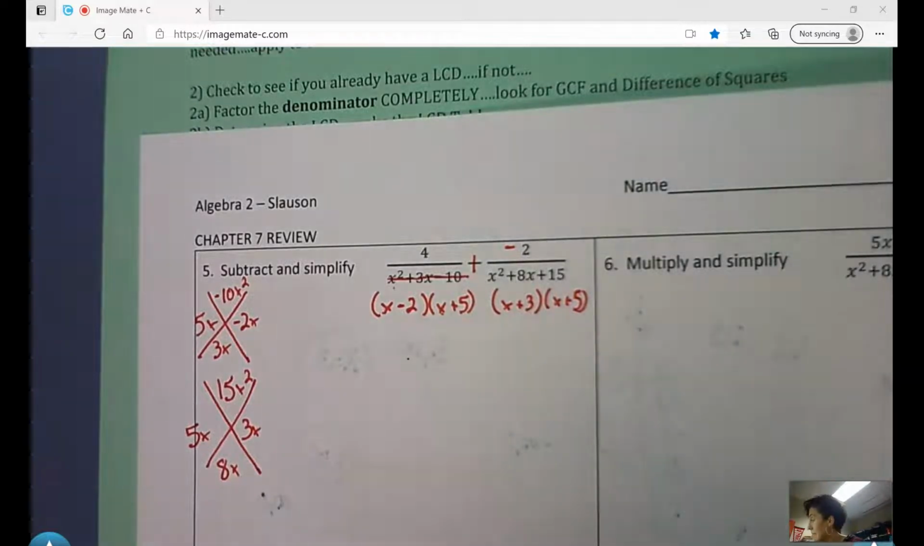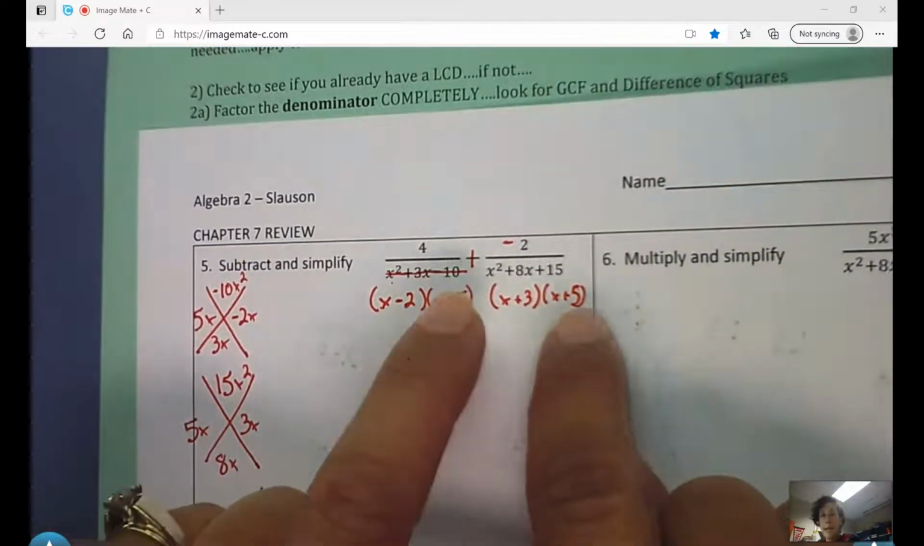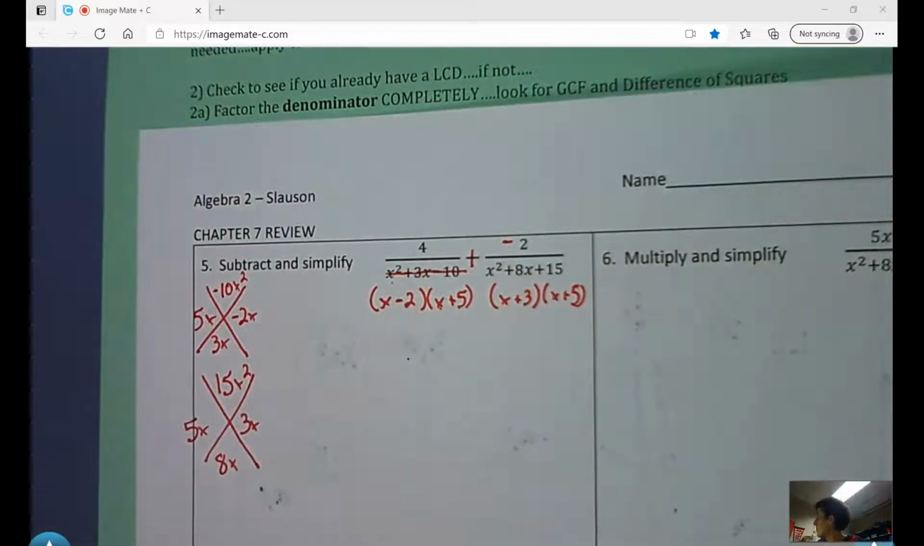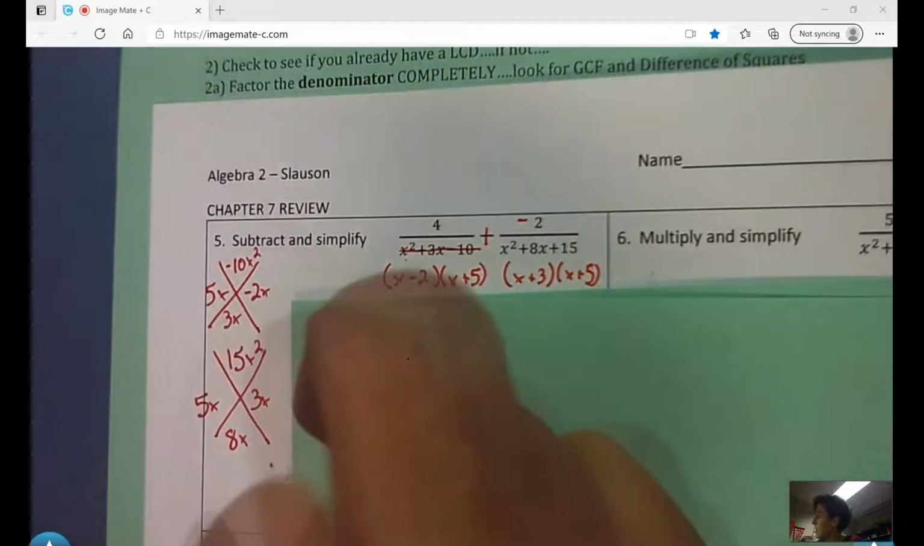Hopefully you can see that least common denominator. They both already have an x plus 5, but this one will need an x plus 3, and this one will need an x minus 2. If you don't see it, then you can make that table.